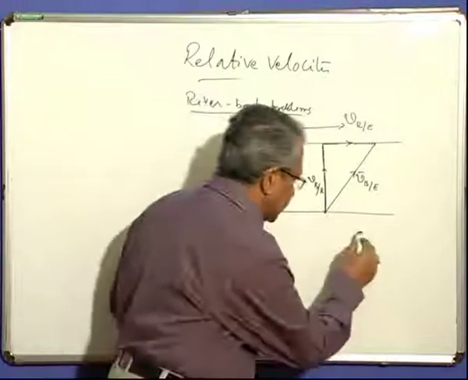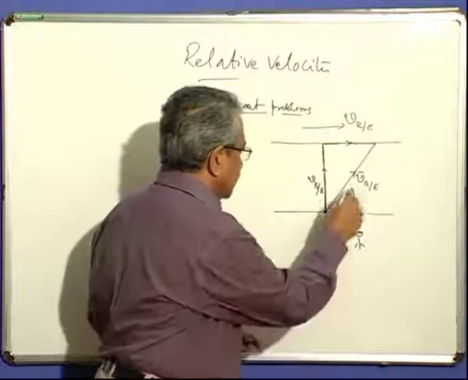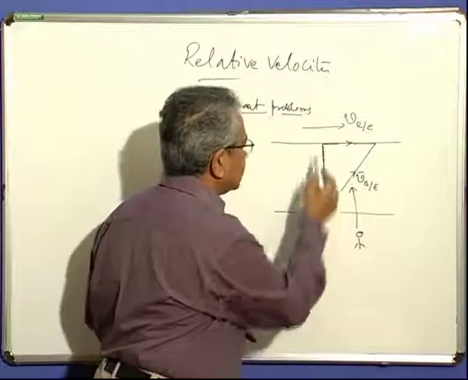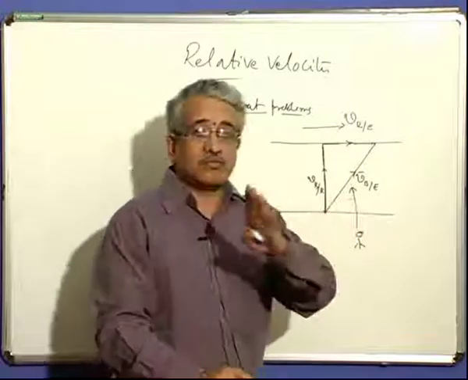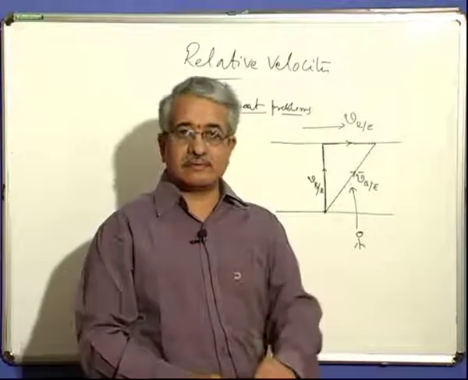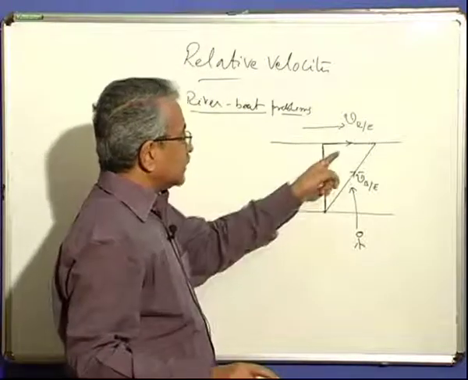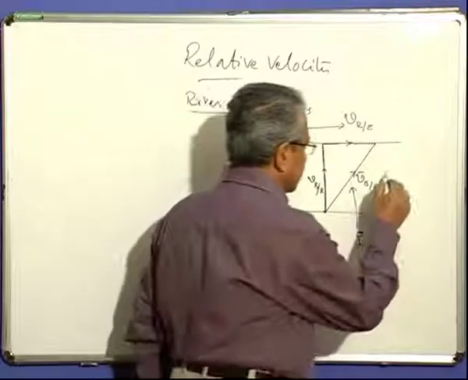One fellow who is on shore here, he will see this. Whereas the boat fellow will be seeing as if he is moving straight away. He cannot see that because he is not able to see the flow of the river with respect to himself. He is already in that. So this will be the actual velocity of the boat. This is actual velocity, we call it.